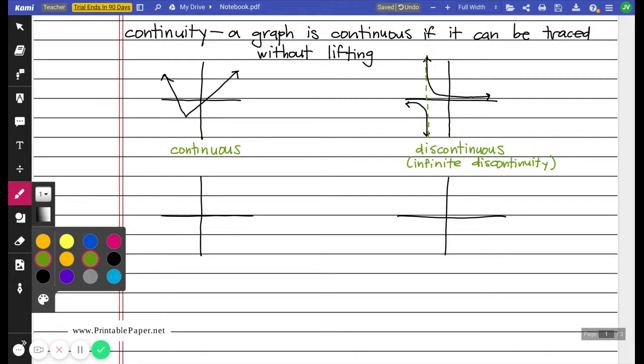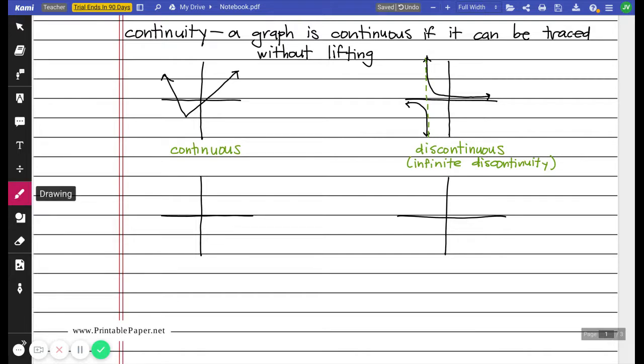Okay? Another type of discontinuity is called a jump. In other words, our graph makes a jump from one spot to another. So this is discontinuous with a jump discontinuity.